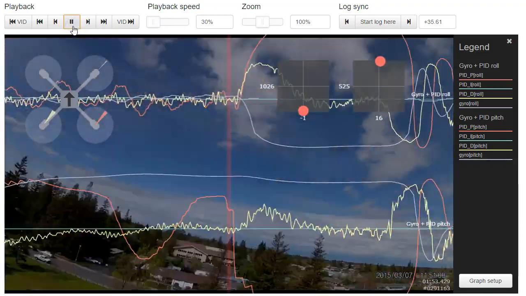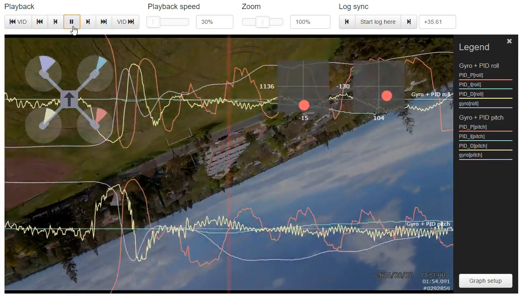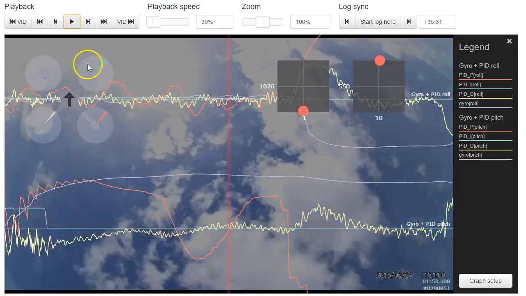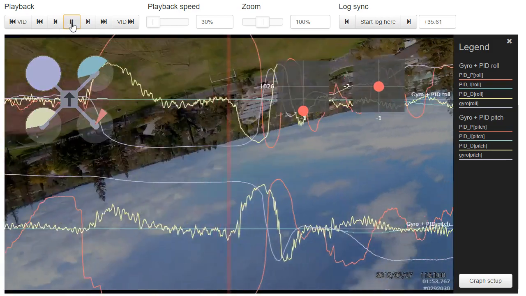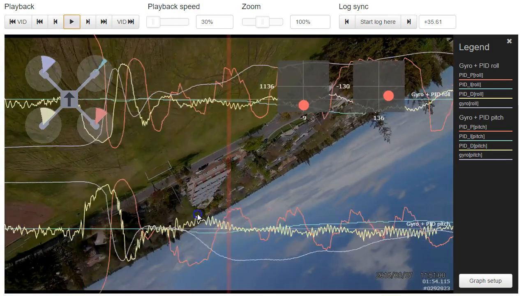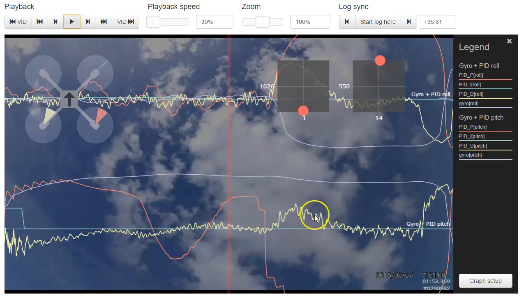Flip forward. There you go. Yeah. So let's dig into that a little further.